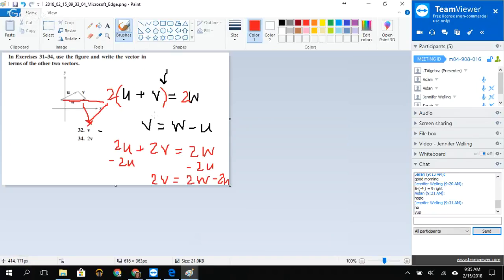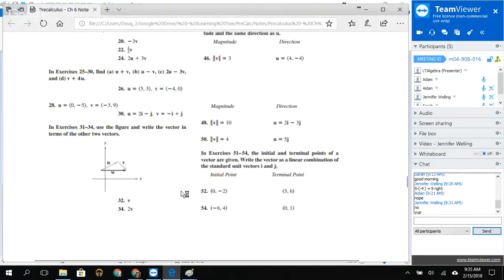So that's how you're going to do that little section. Pretty easy. All right, so that was kind of just an off-the-side thing. The last part of your notes, back up here.